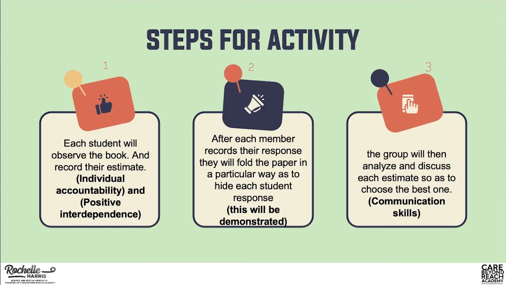You can look at communication skills now, where each group member will discuss and analyze each of the estimates that the members would have written on the paper. Choose the best one. You would have observed your ruler and looked at the measurements on your ruler. How long do you think this book is? What's the length do you think this book could be? And so they are now able to critically analyze and then communicate.